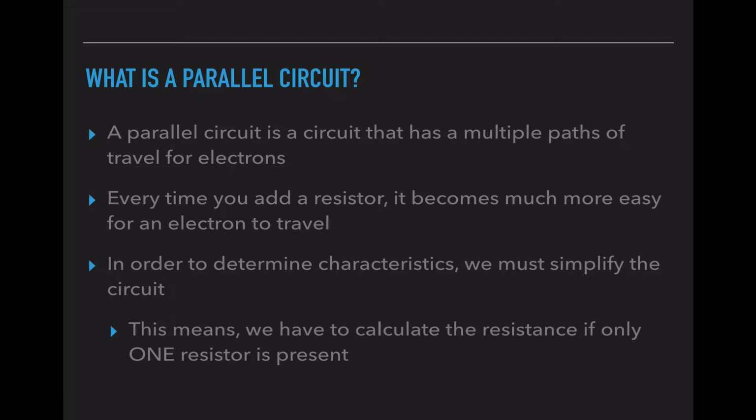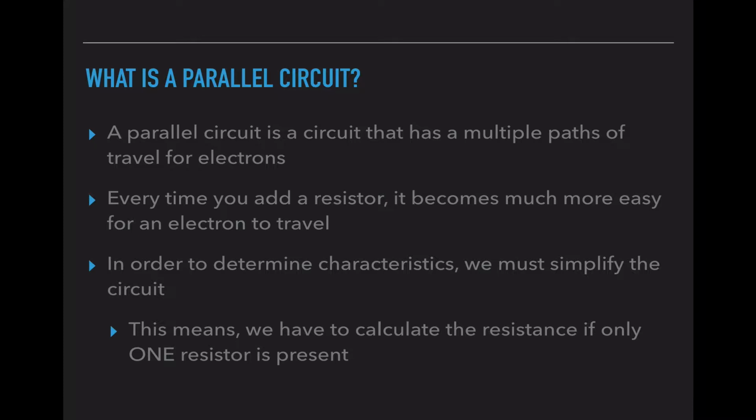Every time you add a resistor to a parallel circuit, it actually becomes much easier for an electron to travel. I know this sounds kind of weird, but think about a fire drill. When we have a fire drill at school, if a single door is open, it's very difficult to travel through that single door, and it takes the entire school population quite a bit of time to go back inside. But as soon as someone opens up a second or a third door, the flow of students travels through at a much faster rate. The same thing works for electrons.